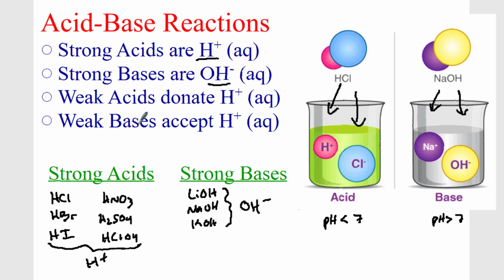But weak acids and weak bases don't dissociate 100%. They don't split up, which means you're going to have to keep the weak acids together or the weak bases together, and weak acids will donate H+. They're going to give away H+, because they're H+ rich. And weak bases will accept H+. Okay, and we'll take a look at some examples of those.